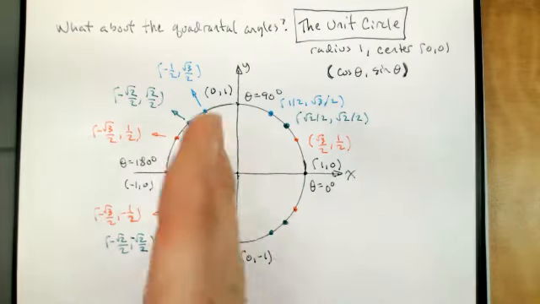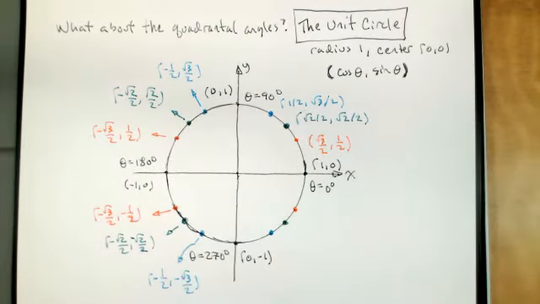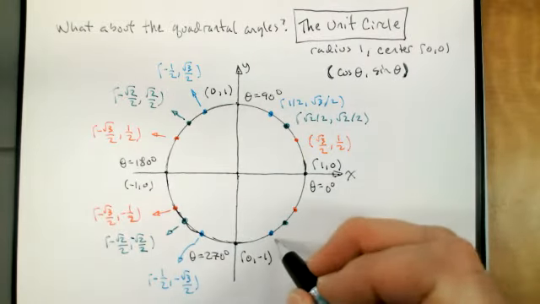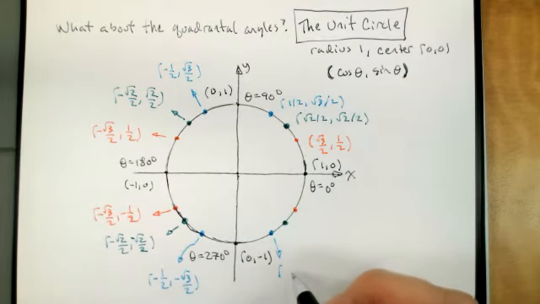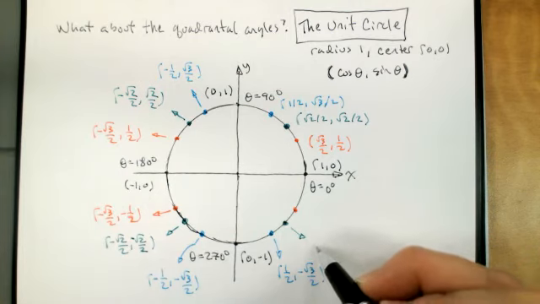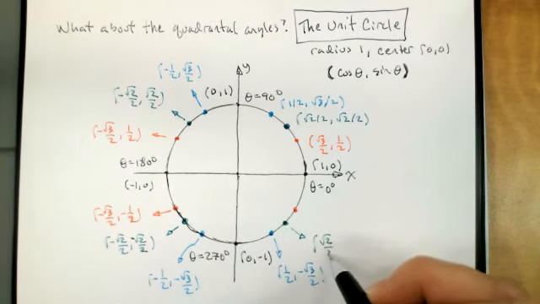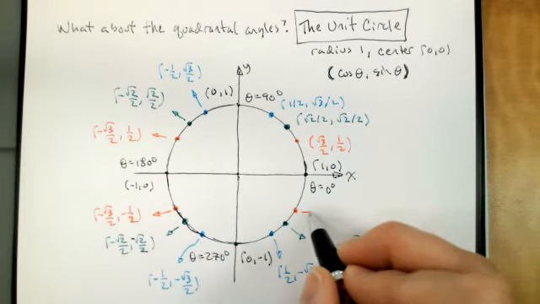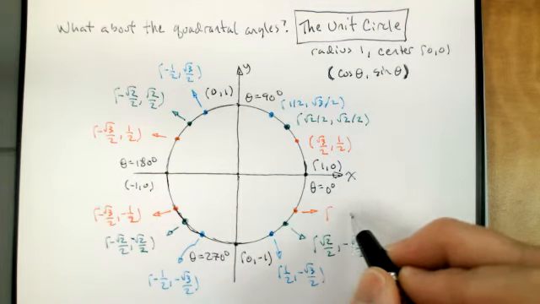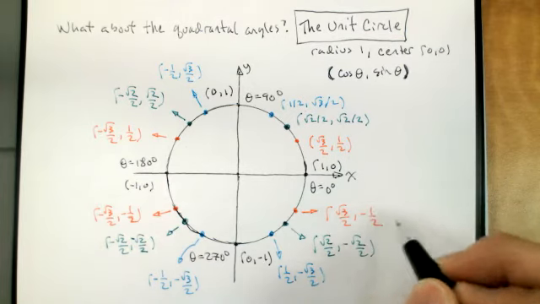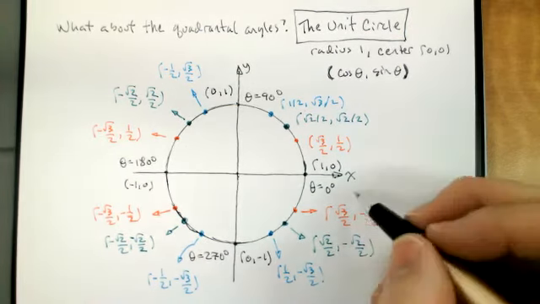Here in the fourth quadrant, x is positive and y is negative. So cosine is positive, sine is negative. So here at 300, we'll have a positive 1/2, negative √3/2. Here at 315, we'll have √2/2, negative √2/2. And then here at 330, we'll have positive √3/2, negative 1/2. And then when we get back up to 360, we'll have 1, 0.